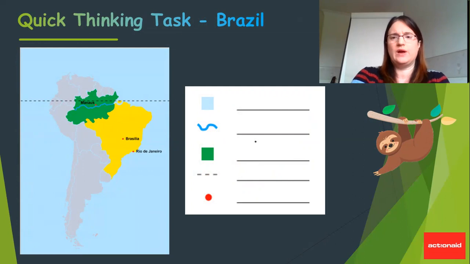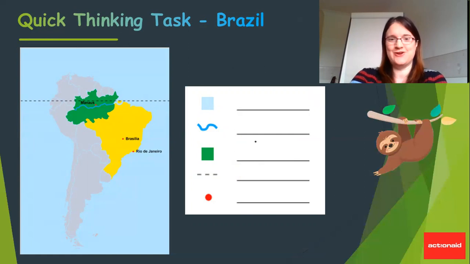What does that dark blue wiggly line represent? What does the green shading represent? What does the dotted line represent? And what do the red dots represent? So I want you to copy that key with some coloured pencils. And then next to each one, I want you to say what you think that represents on the map. Press pause and have a go at that now.